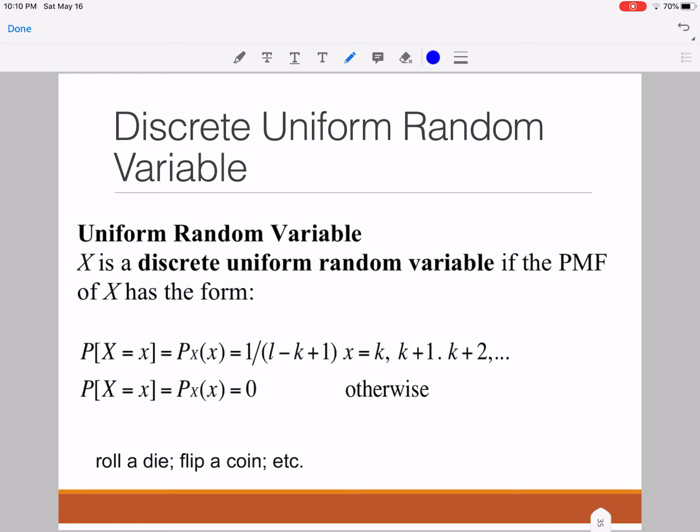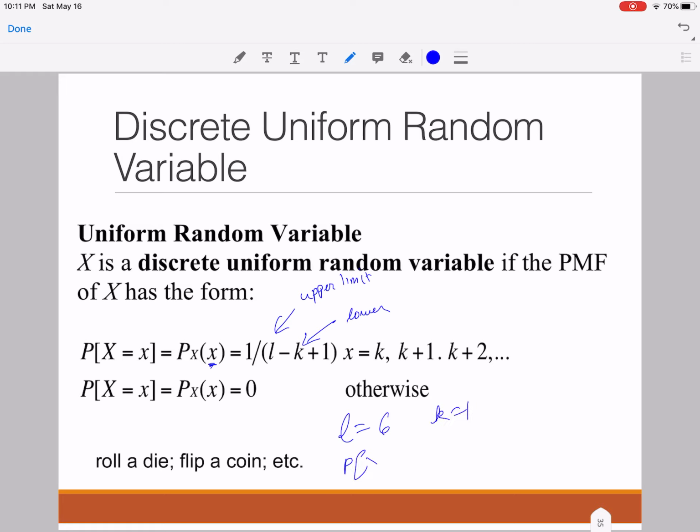A discrete uniform random variable's probability mass function takes this form right here, where the probability that x takes on a very specific value, small x, is 1 over L minus k plus 1, where L is the upper limit or uppermost value that you can observe from the experiment corresponding to a uniform random variable, and k is the lower value.